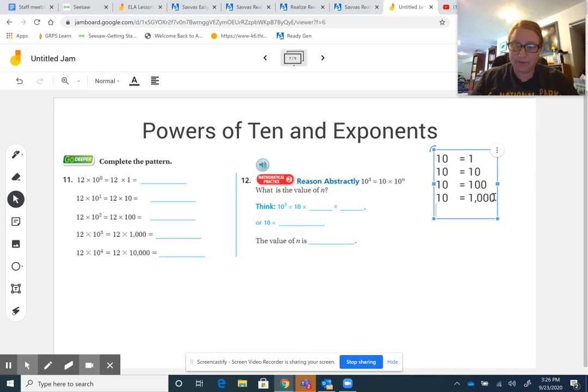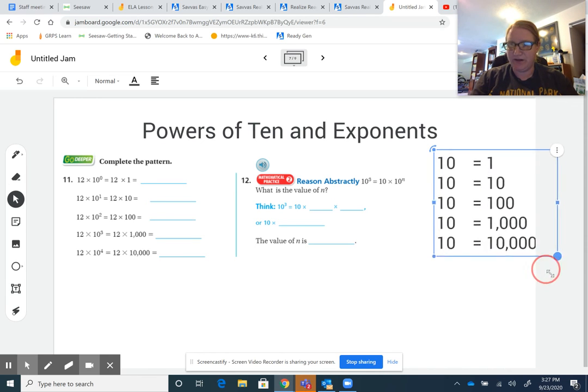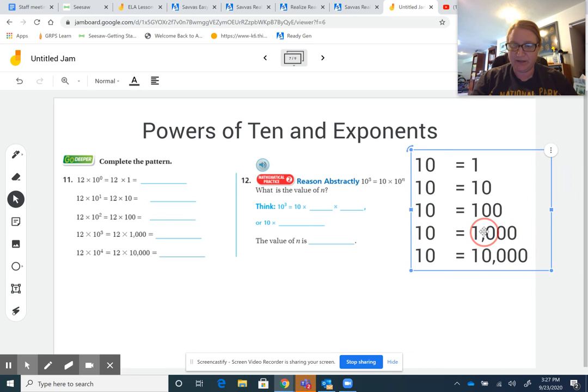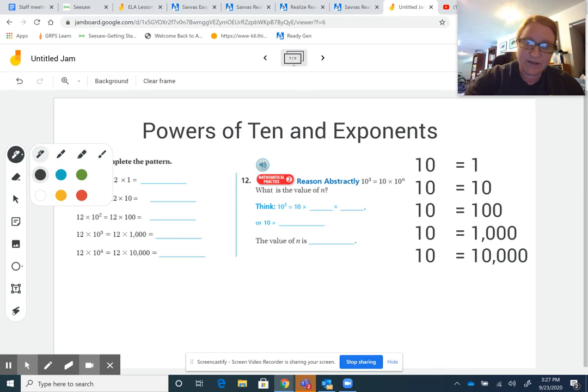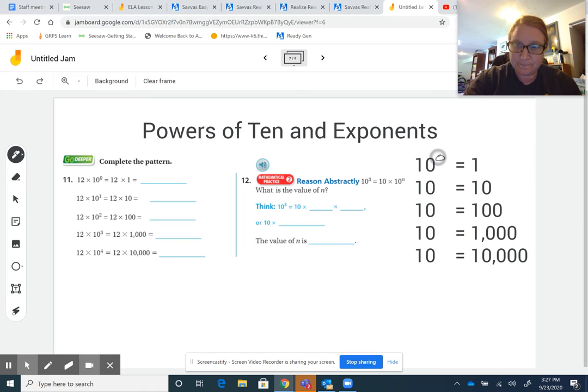All right, 10 to the fourth power is going to equal 10,000. I need to make it a little wider. And I think that's as big as we need to go right now. I did not put the exponents in there because I wanted to make sure it was done. So we said the first one was 10 to the 0 power, 10 to the first power, 10 to the second power, the third power of 10, and the fourth power of 10. So there is a little cheat sheet for you.